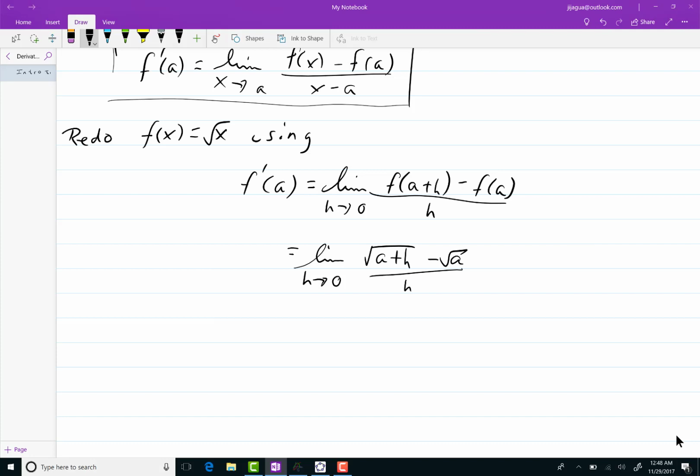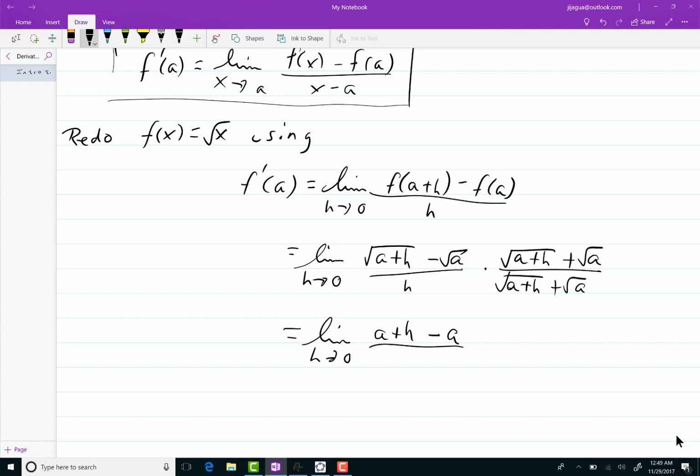I can take this and multiply it by the square root of a plus h plus the square root of a, all over the square root of a plus h plus the square root of a. And just as before, this top part will turn out to be a difference of two squares. So I'll get a plus h minus a, and the bottom will be h times the square root of a plus h plus the square root of a.